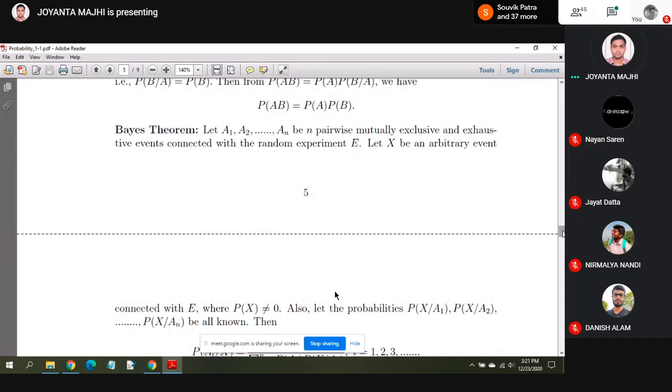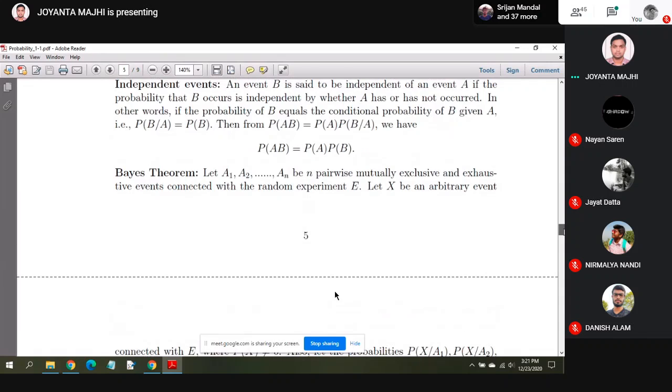Bayes theorem. Now we study what is Bayes theorem. Let E be a random experiment and A1, A2, dot dot to An be n pairwise mutually exclusive events. Pairwise mutually exclusive means Ai intersection Aj is equal to phi if i not equal to j. This is called pairwise mutually exclusive.